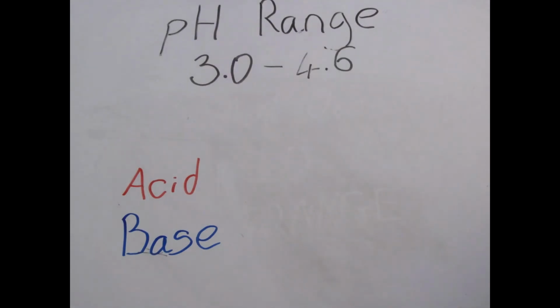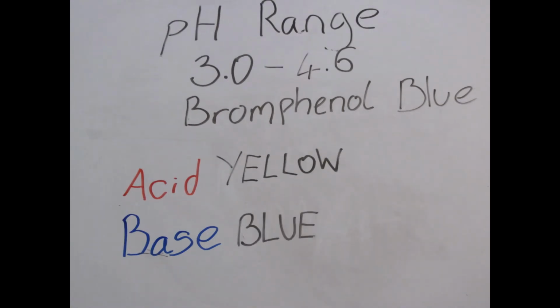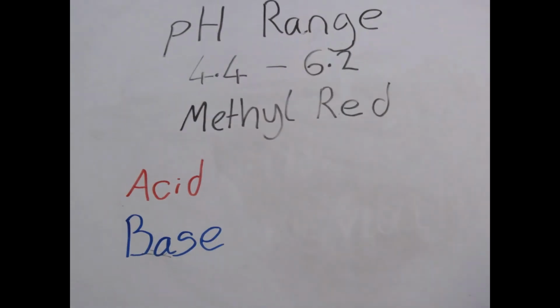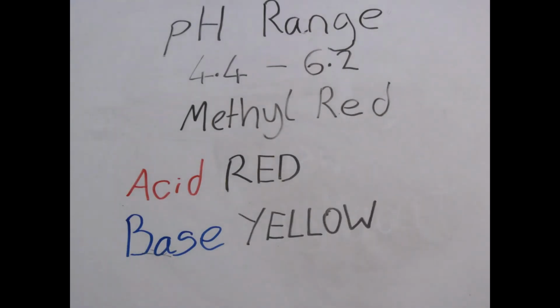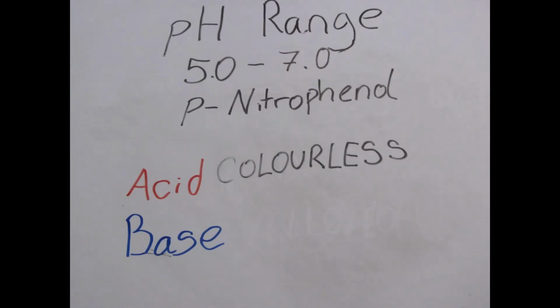3.0 to 4.6, bromophenol blue. Acid will appear yellow and a base will appear a nice blue-violet colour. 4.4 to 6.2, methyl red. Acid will appear red and a base will appear yellow. 5.0 to 7.0, p-nitrophenol. Acid will appear colourless, base will appear yellow.